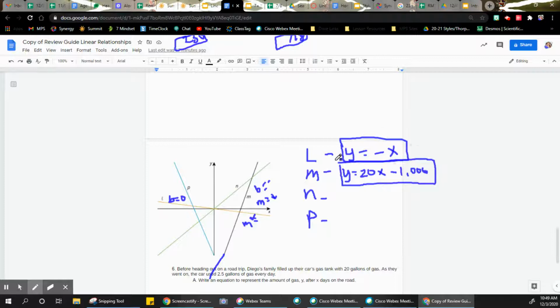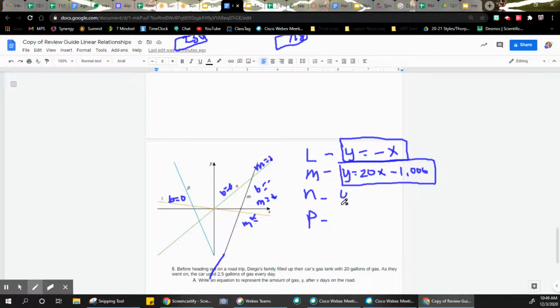Again, you didn't have to use the numbers I used. As long as this was a large negative number and this was a large positive number, you were completely accurate. All right, looking at N, we can again see that our b goes through the origin, so our b has to be 0. Now this is a positive line, but not nearly as positive as M, so our slope has to be a little bit of a lower positive number.